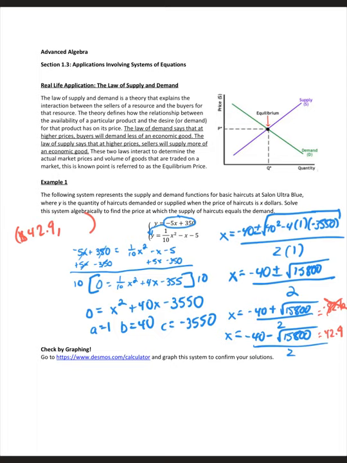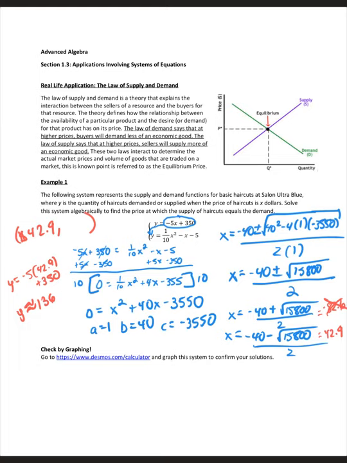So to do that, I'm going to take the 42.9 and plug it into one of my two original equations. I'll pick the first one. y equals negative 5 times 42.9 plus 350. And I get y equals approximately 136.